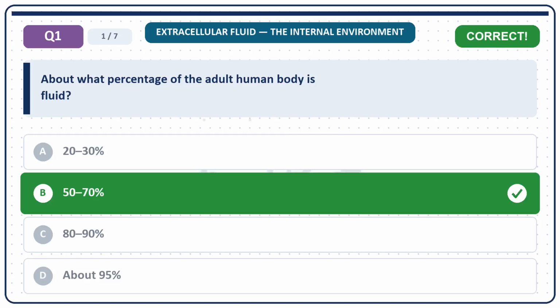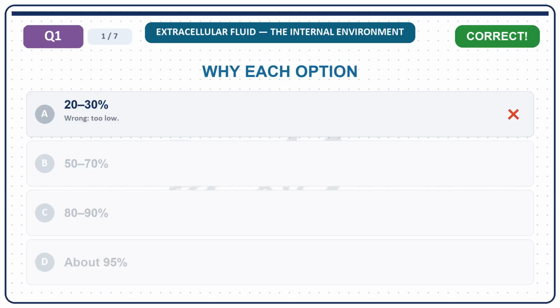Option B, 50 to 70%. That's correct. Now, let's break down each option. Option A, 20 to 30%. This one is wrong, because too low. Option C, 80 to 90%. This one is wrong, because too high. Option D, about 95%. This one is wrong, because far too high.